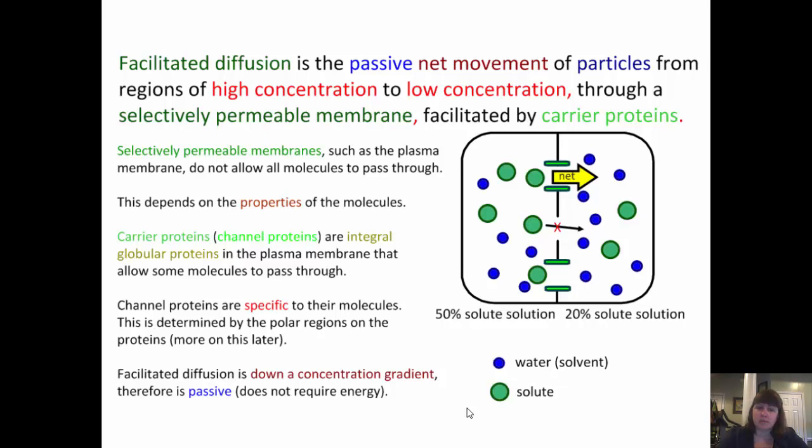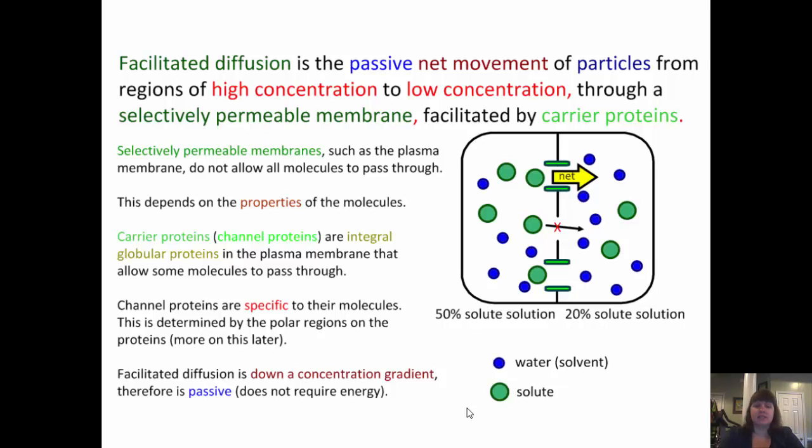And this is determined by the polar regions on the proteins. So remember when we talked about enzymes being very specific in their charge in the active site in order for the substrates to bind only with a specific substrate. It's very similar to that. With the channel protein, there's an open channel or a pore all the way through the protein, and there are specific side chains that will interact with the molecules and allow those through.